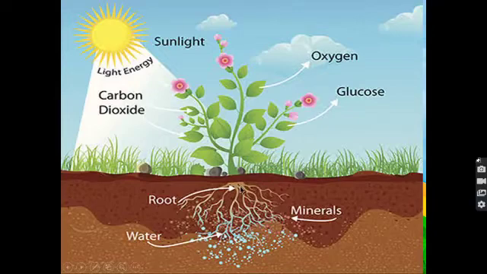Now look at this picture. You can see the plants need light energy and they absorb carbon dioxide from the air, and the roots of the plant absorb water and minerals from the soil, and in this process they make oxygen and food or glucose. So this process is called photosynthesis.